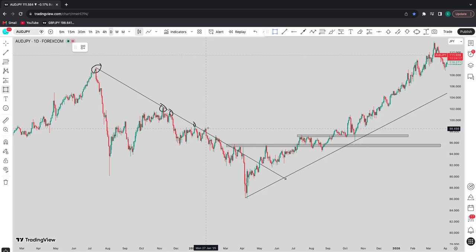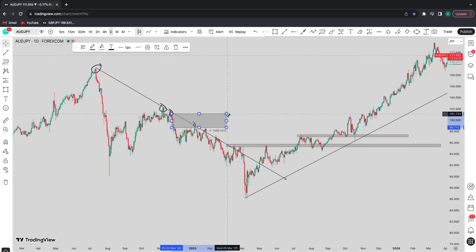If you check after the break of this trend line, the last high that caused all of this low was somewhere around here. We have a resistance level here.